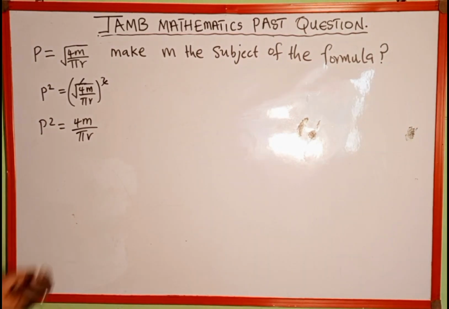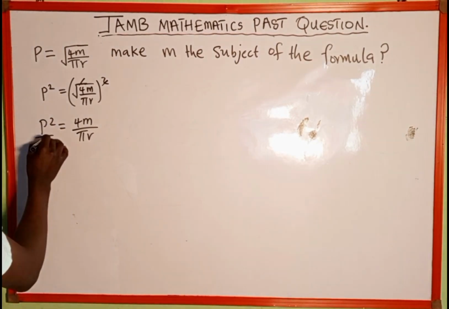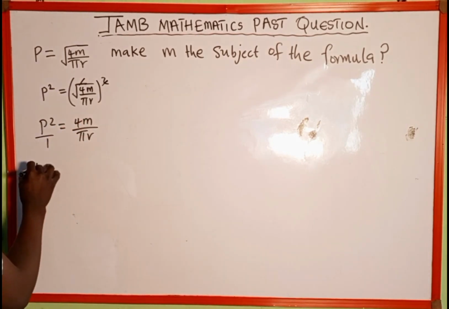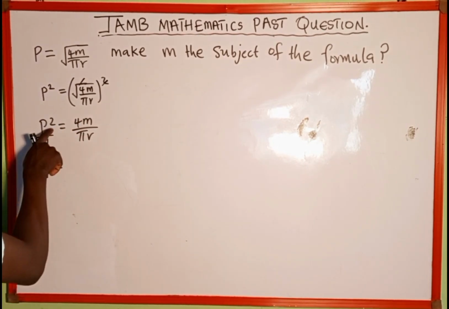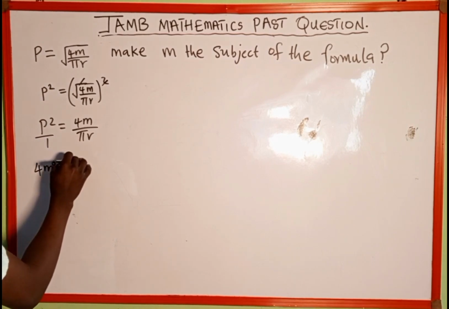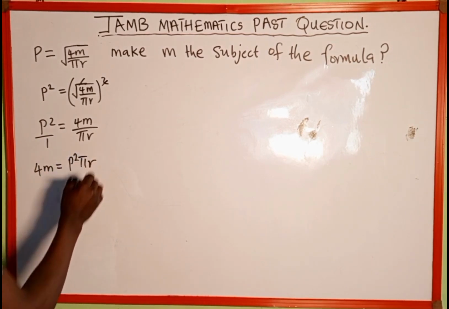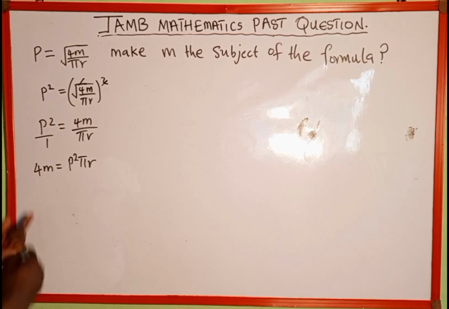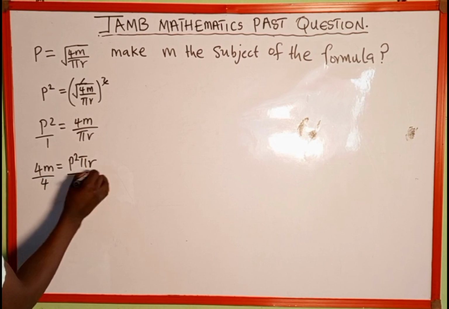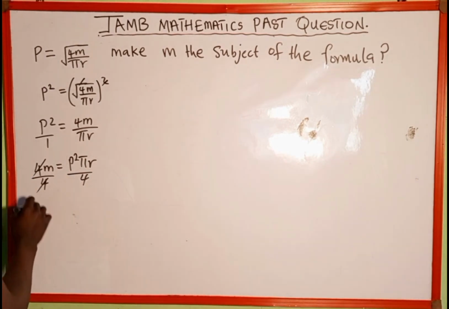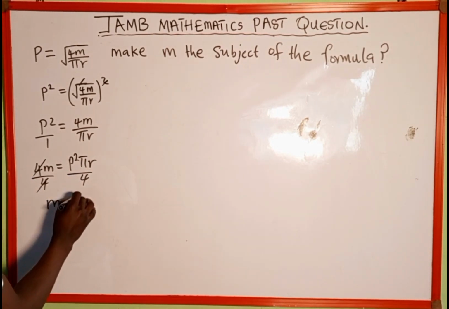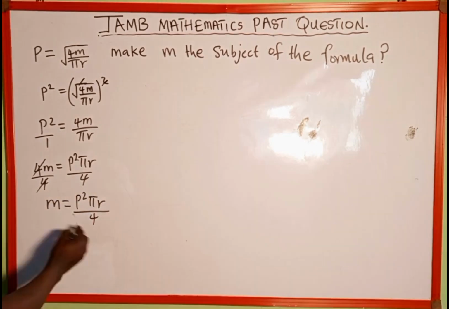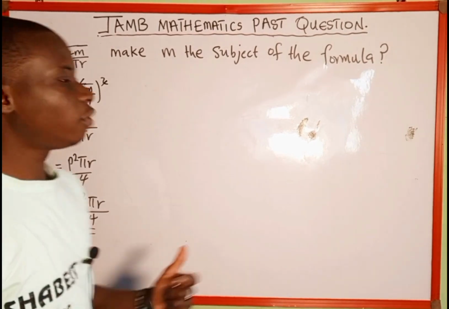Now we're going to cross multiply. P squared is the same as p squared over 1 for easy cross multiplication. 1 multiplied by 4m is going to give us 4m, which is equal to p squared multiplied by pi r, is going to give us p squared pi r. So now we are looking for m. So what do we do? We divide both sides by the coefficient of m, which is 4. Then also we divide here by 4. So this 4 is going to cancel this 4. M now will be equal to p to power 2, then pi r all over 4. So we have successfully made m the subject of the formula from this equation.